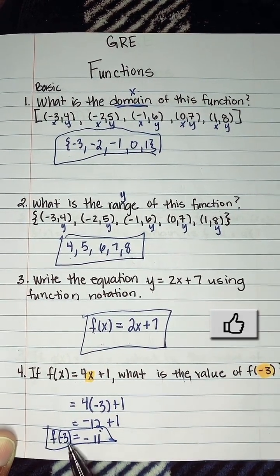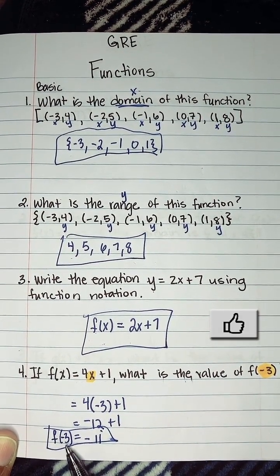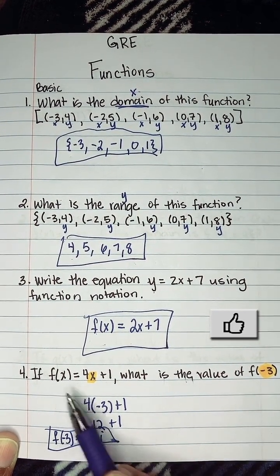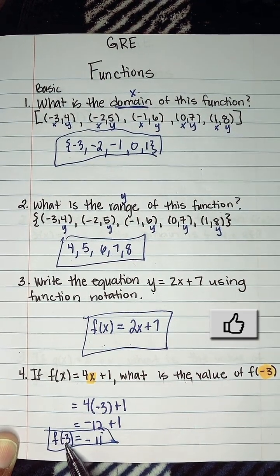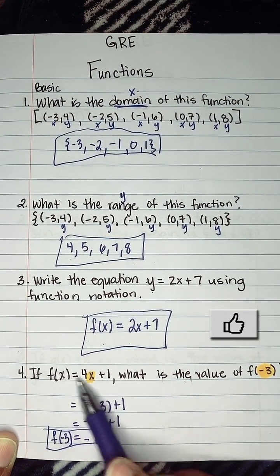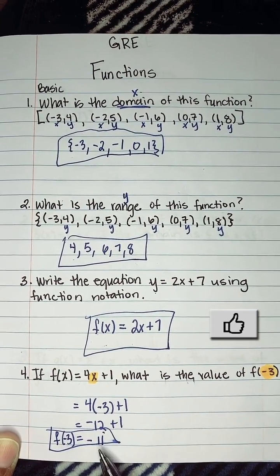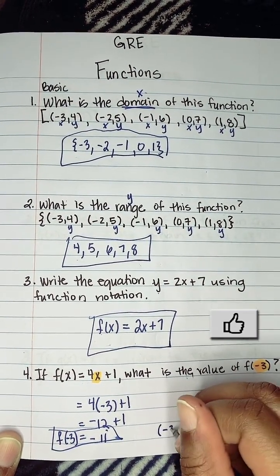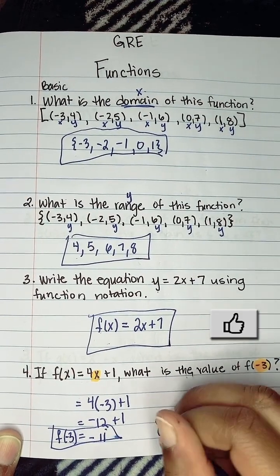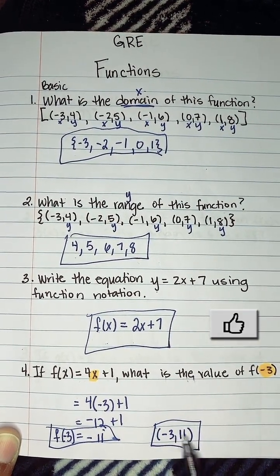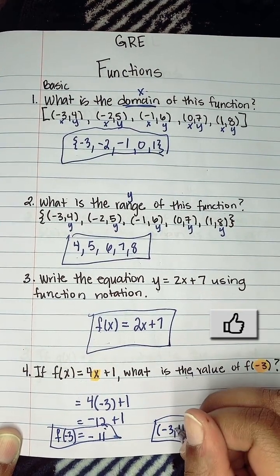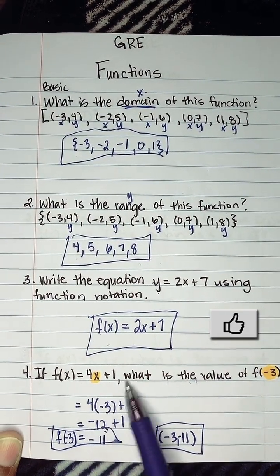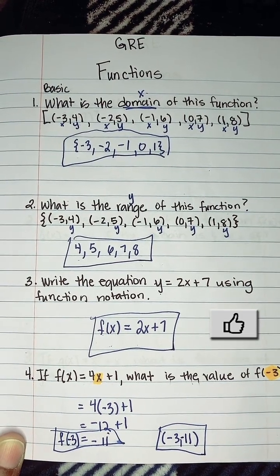So what this means is my x value is -3. They want me to find out when x is -3, what does my y value equal? Well, my y is going to be -11. So you can really write this point as (-3, -11). Oops, not +11. That's what function notation means.